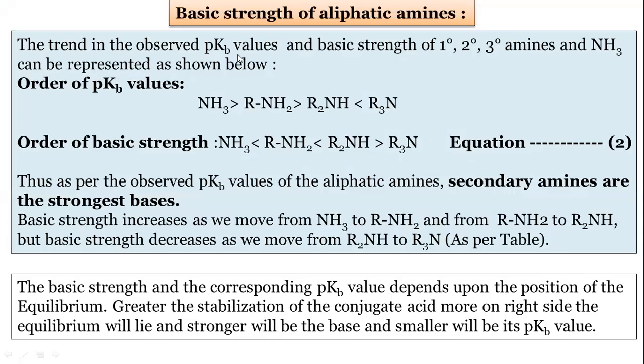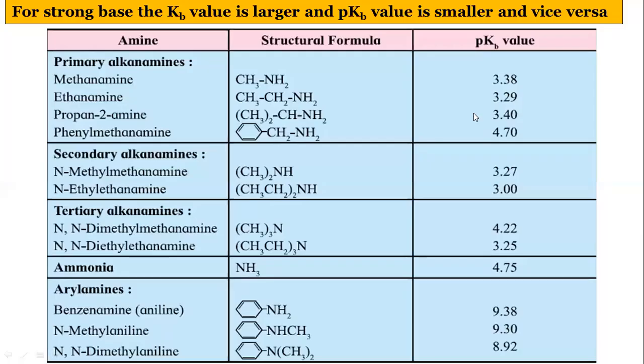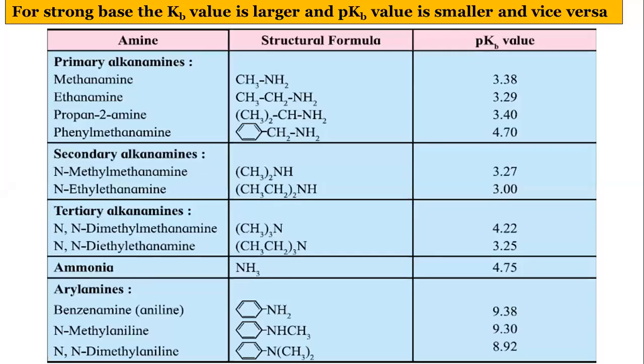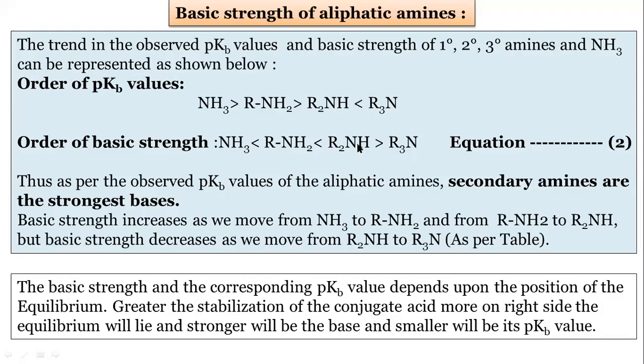In case of aliphatic amines, we will discuss first ammonia, primary amines and secondary amines. Again, these questions are asked for CET, very important, remember. According to the table, we can clearly see the basic strength. R2NH is a secondary amine, NH3 is ammonia, and R3N is a tertiary amine. According to this order of basic strength, R2NH, meaning secondary amines, are very strong bases. And why this is happening, we will discuss the reasons here.